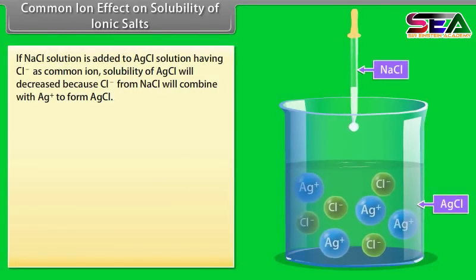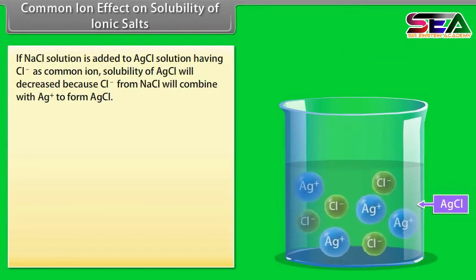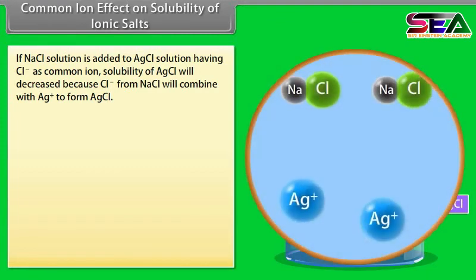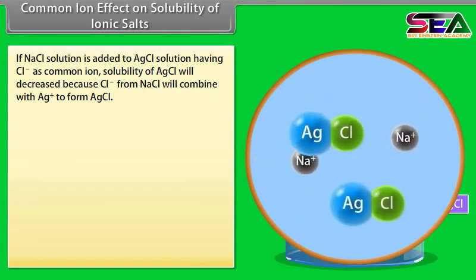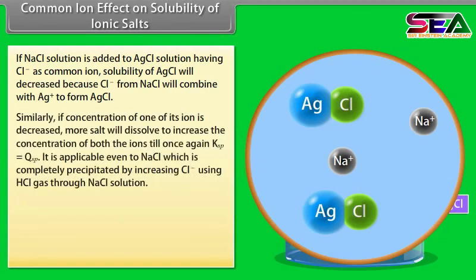Common ion effect on solubility of ionic salts. If NaCl solution is added to AgCl solution having Cl- as the common ion, the solubility of AgCl will decrease because Cl- from NaCl will combine with Ag+ to form AgCl. Similarly, if the concentration of one of its ions is decreased, more salt will dissolve to increase the concentration of both the ions till once again Ksp equals Qsp.